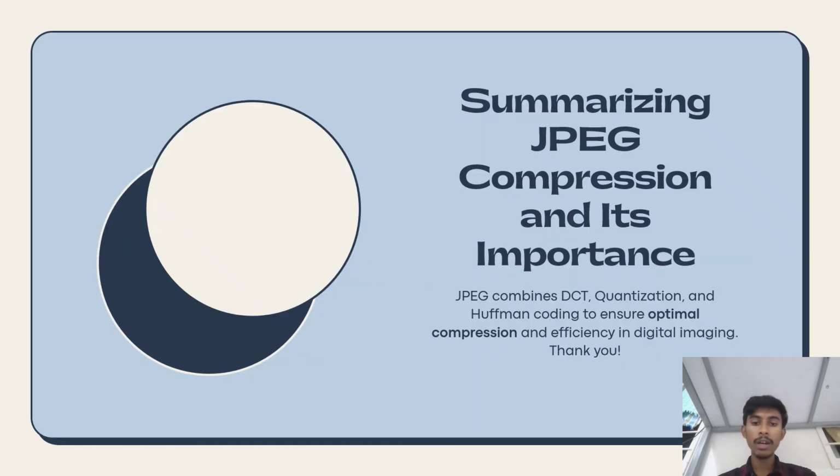And in summary, JPEG combines DCT, quantization and Huffman coding to achieve high compression with good quality. This makes JPEG one of the most efficient, widely used image compression methods.